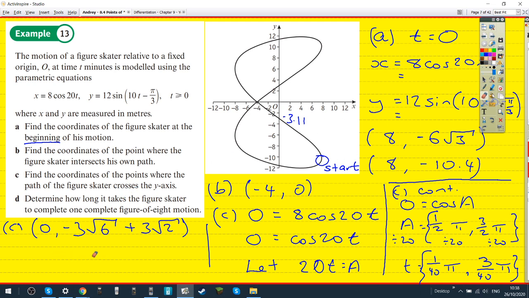And do I need to put in 3 over 40 pi? Yep. And I got 3 root 6 plus 3 root 2. And simplified, that'll be 11.6. That's that one up there. 11.6. It actually crosses out 2 of the 4 places. Oh yeah, it does.